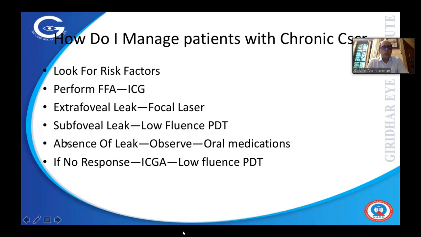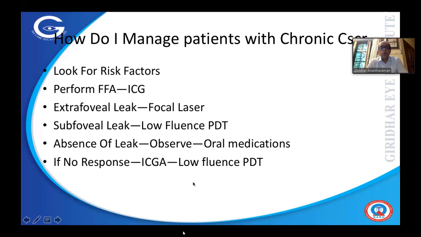There are a lot of patients who come to you in your clinic who have persistent subretinal fluid, but when you do a fluorescein angiogram, you don't see a leak at all. In some of them, you can observe, you can try some oral medications, but again, these are probably indications for low fluence PDT.